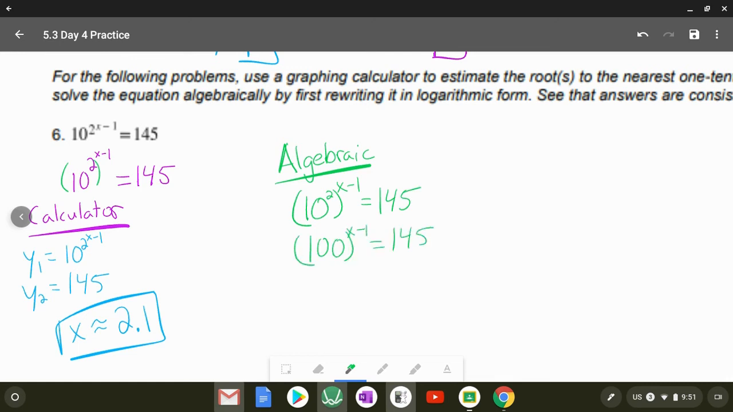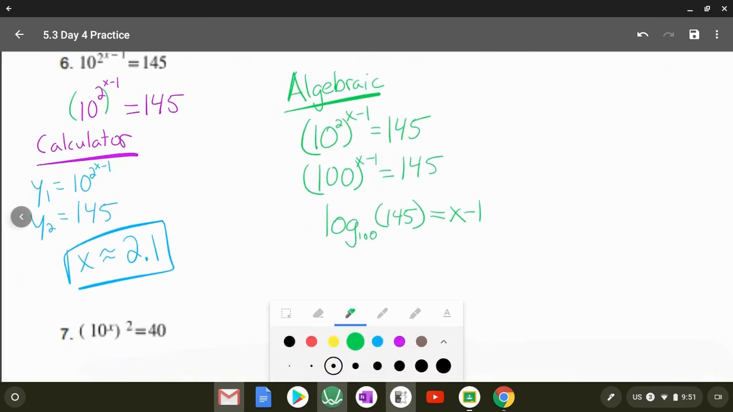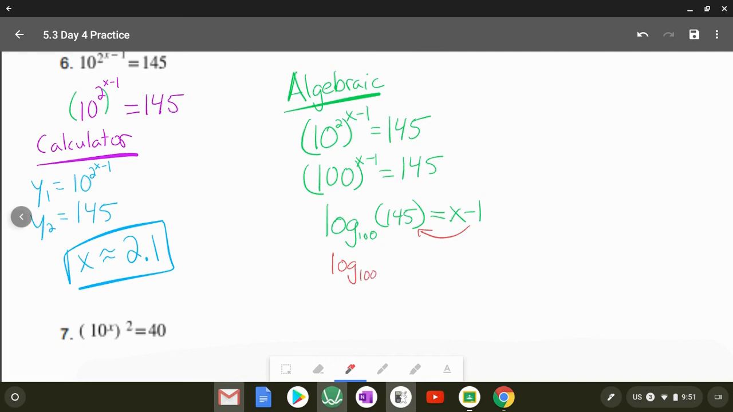This is just going to make it a lot easier because now when I convert, I have log base 100 of 145 equals x minus 1. Then we can go ahead and add the 1 over. x equals log base 100 of 145 plus 1, leave it on the outside, and then that's equal to our x value. So all we have to do now is type it in.